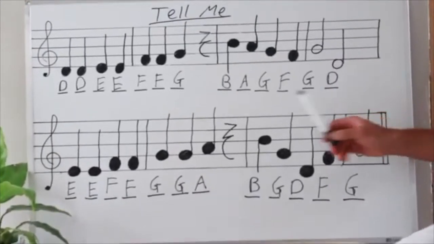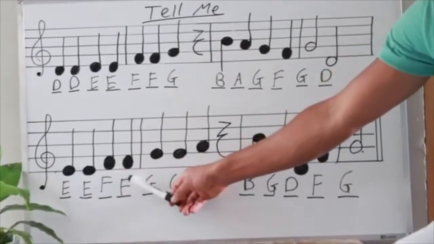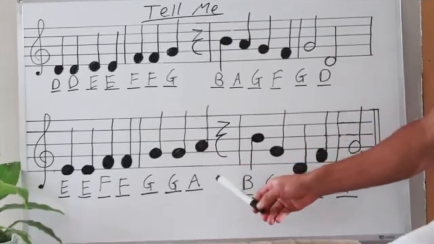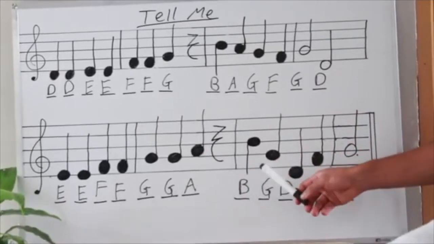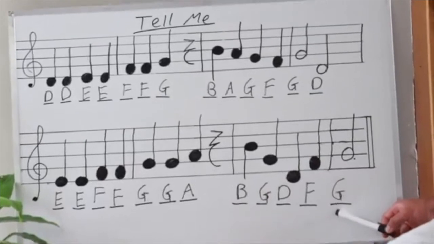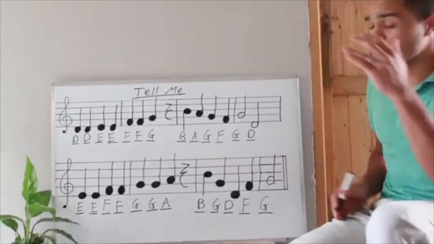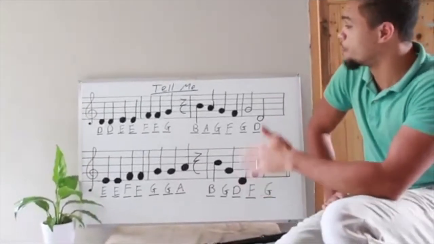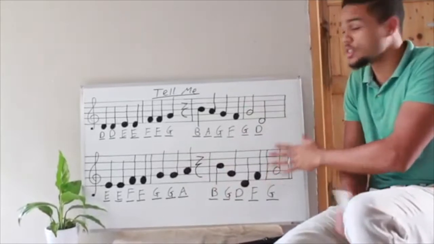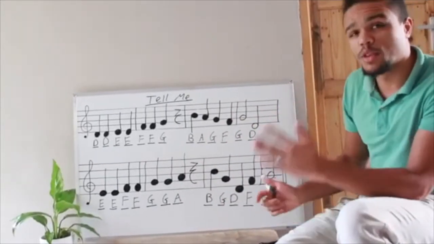D, E, E, F, F, G, G, A, rest. B, G, D, F, G, E. Simple as that. So, we've done quite a few pieces where we're putting some of the notes together. Well, some of them we're looking at just the note letters. And we've done two now where we've put them all together.